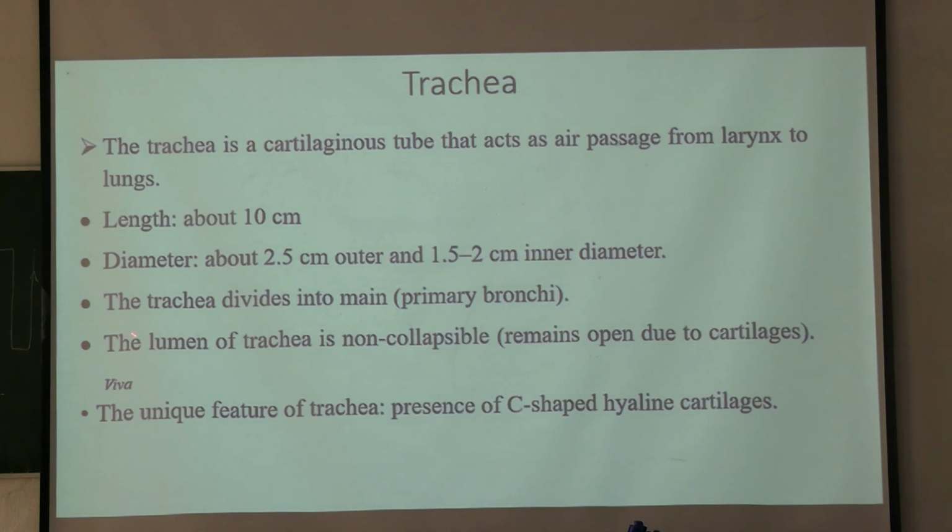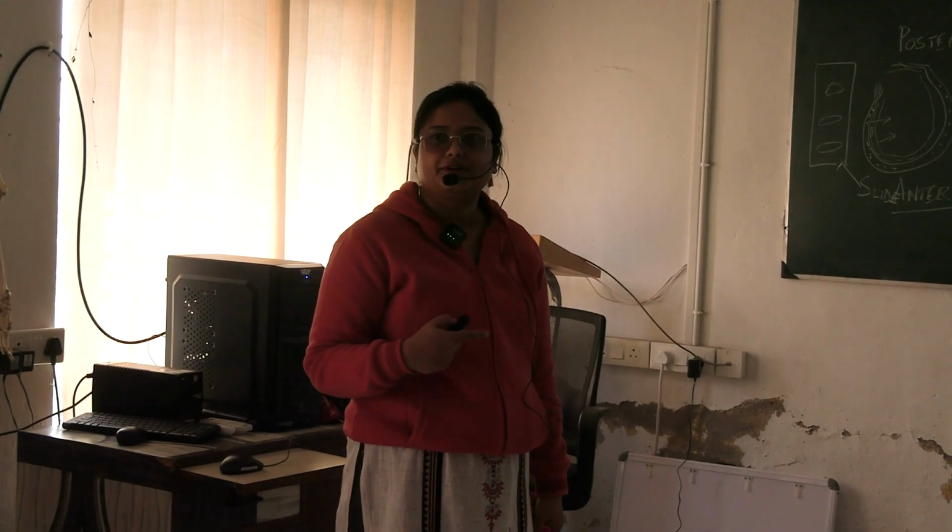The trachea divides into two main primary bronchi or two principal bronchi, and the lumen of trachea is non-collapsible, that is, it remains open due to the presence of the cartilages. The unique feature of trachea is the presence of C-shaped hyaline cartilages. That's how you differentiate trachea from other bronchus and bronchioles. Presence of this cartilage is important for trachea.